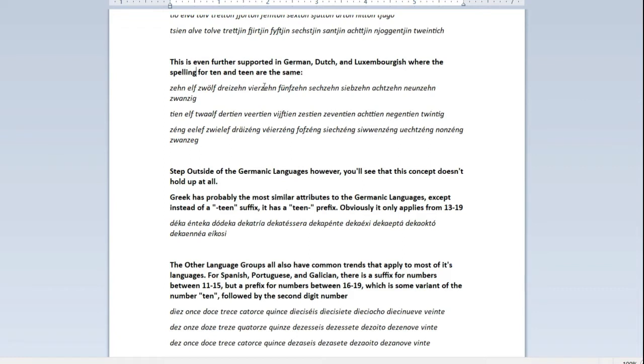For German, Dutch, and Luxembourgish, the number 10 is the exact same as the suffix for 10, or teen, I should specifically say. So we have 10, 11, 12, 13, 14, 15, all of these, right? And all of these are simply just, 13, for example, is literally just 310. It's not like English where if you say 310, those are two different numbers. It's just 310 together.